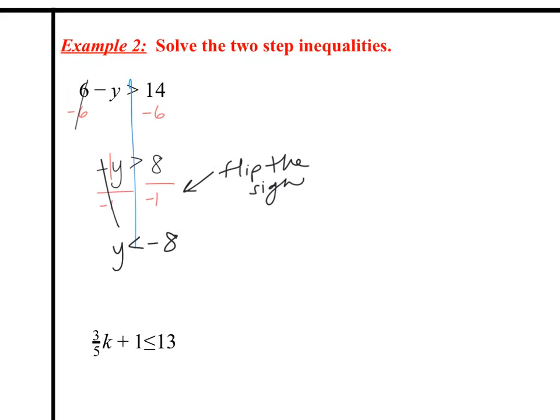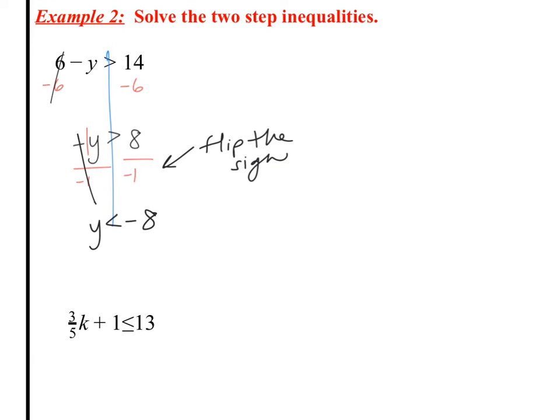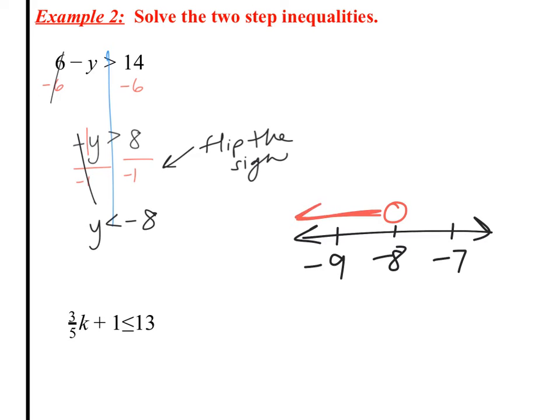Just for good measure, let's go ahead and graph it. You have negative 8, the next number would be negative 7, and then it gets smaller this way. Less than would be an open circle, and it's less than, so to the left.